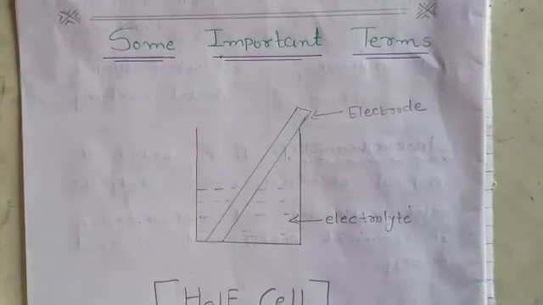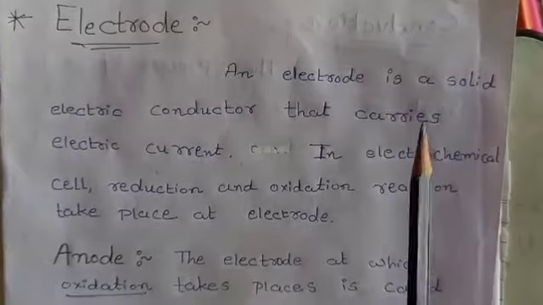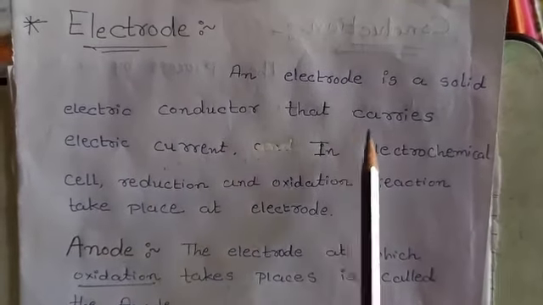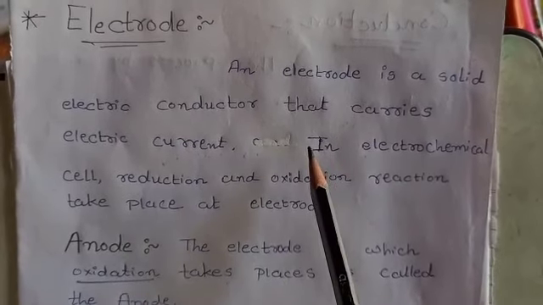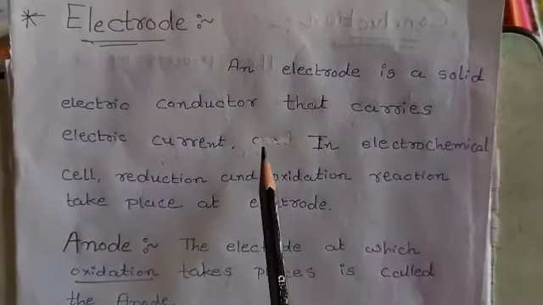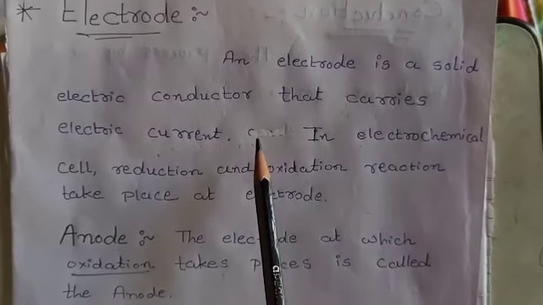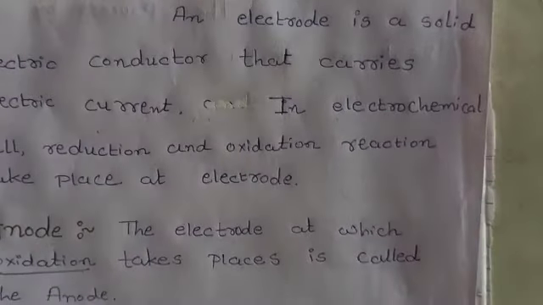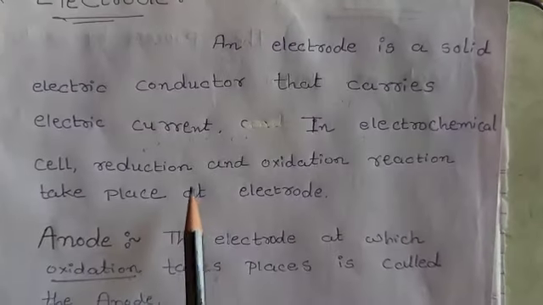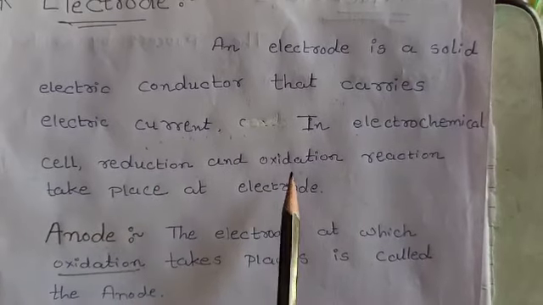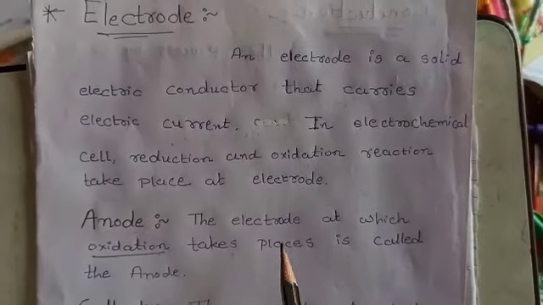Now we will discuss what is an electrode and what is an electrolyte. An electrode is a solid electric conductor that carries electric current. Means the electrode carries electric current, and as an electrode we can use a film or plate of metal, right? In electrochemistry, that electrode provides a surface for the reduction and oxidation reaction.